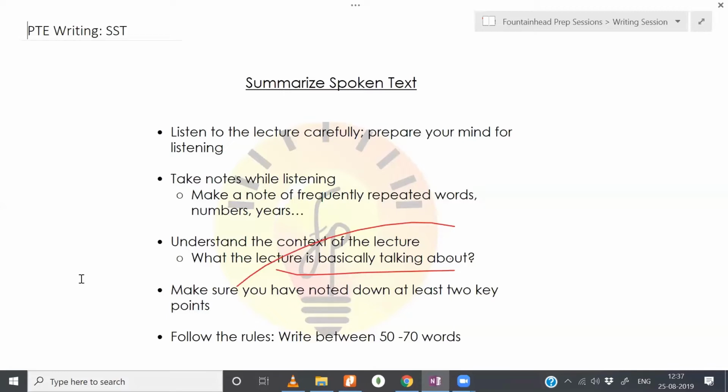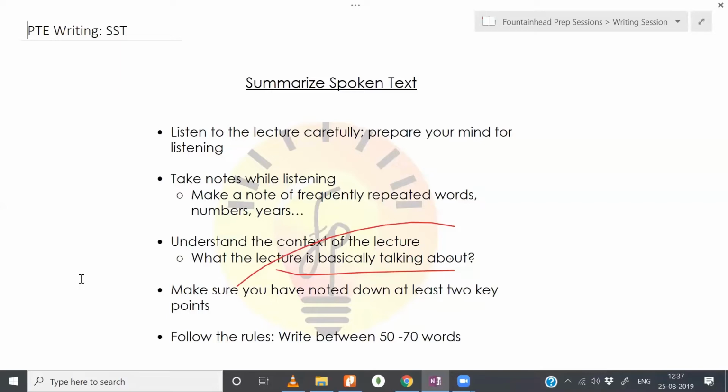Take notes while listening. Make a note of frequently repeated words, numbers, years, events. Understand the context of the lecture, what the lecturer is basically talking about. That is very important. If you understand the context, then the comprehension becomes even easier. Make sure that you have noted down at least 2 key points, because those key points will be there in your summary.